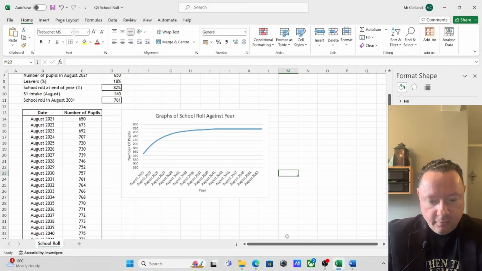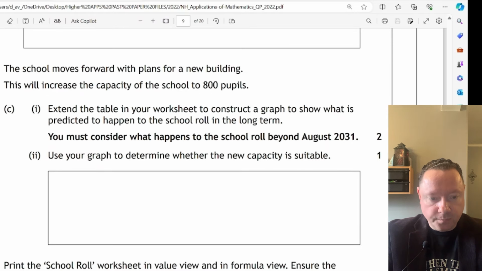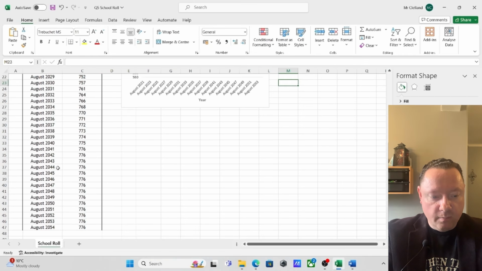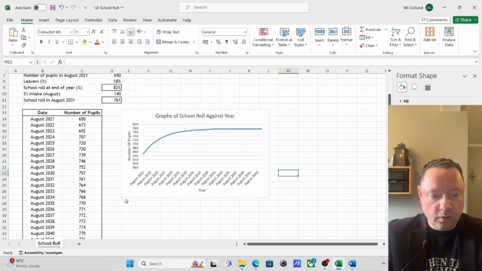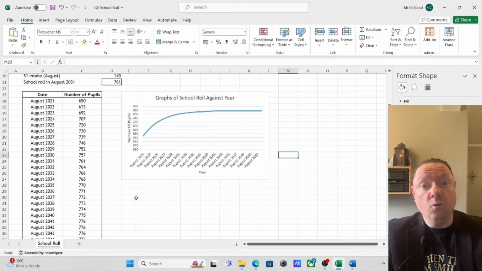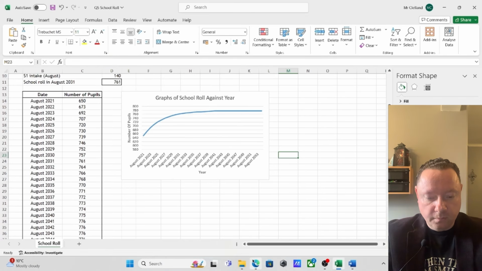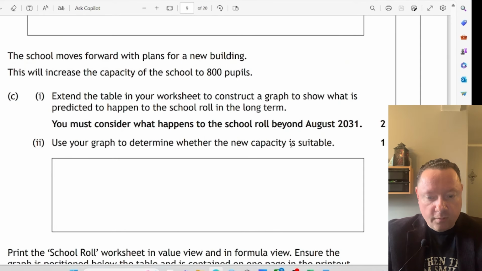Okay, so we've done a graph. Let's go check the question. Extend your table and construct a graph to show what's happened to the school roll in the long term. Well, we've done that. So there's your 2 marks. We've extended the table with the constructed graph. We've made sure that it levels off and we go far enough. If in doubt, go too far. Don't do too little.